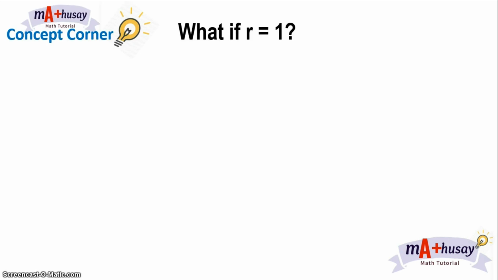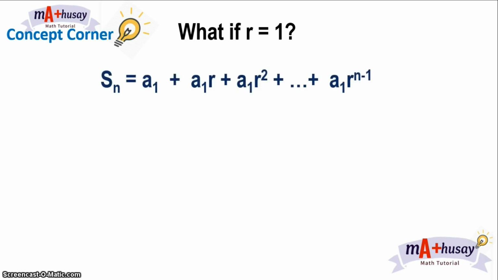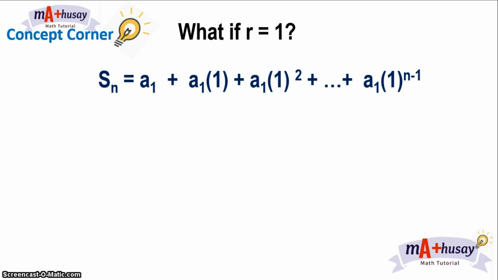What if r is equal to 1? If r is equal to 1, then we cannot use the formula since it will become undefined. Instead, we will add the terms in the geometric sequence in this way. Now, if r is equal to 1, then we have S sub n equals the first term plus a sub 1 times 1 plus a sub 1 times 1 raised to 2, up to the last term, which is a sub 1 times 1 raised to n minus 1.